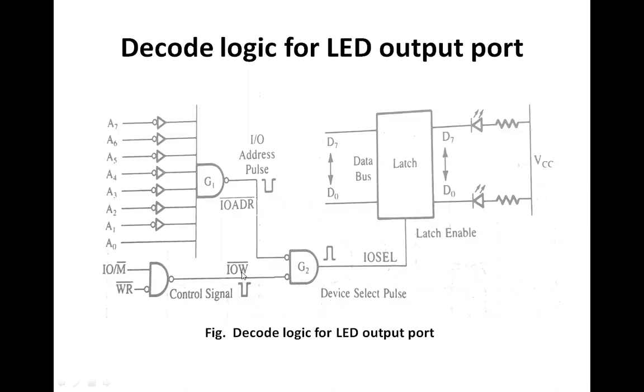This is called the input output write signal. This is called the input output address. So the input output address is combined with the input output write signal to generate a pulse, and this pulse is known as input output select. And this input output select is going to enable the latch, because we are using an output device, so we have to latch the data. Whenever we will be using an input device, instead of a latch, here we will be using the buffer. So this is the control logic, or decoding logic, for the LED output port.